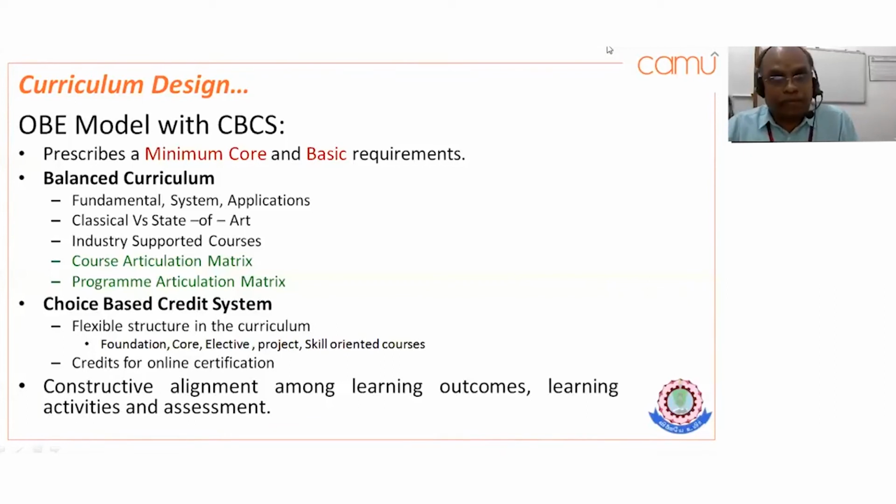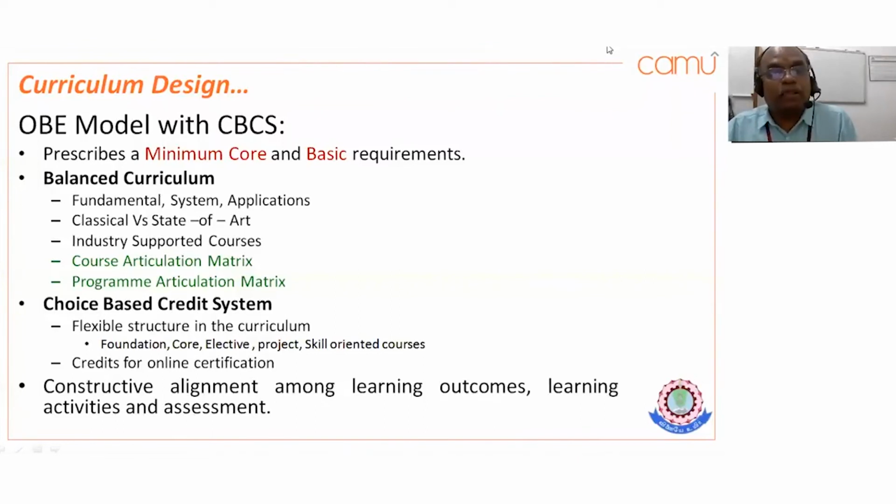But within the framework, I'm going to give the number of credits for the foundation, the core, electives, project and skill-oriented courses. Everywhere we have to give flexibility. Say for the core courses, they may take some 50 to 60 credits. If a student wants, they can go up to 60. If another student wants, they can complete it with only 50, which is sufficient. The system should allow that kind of thing.